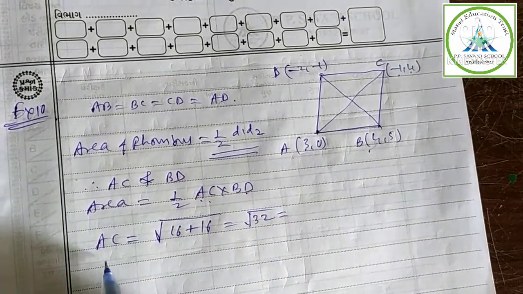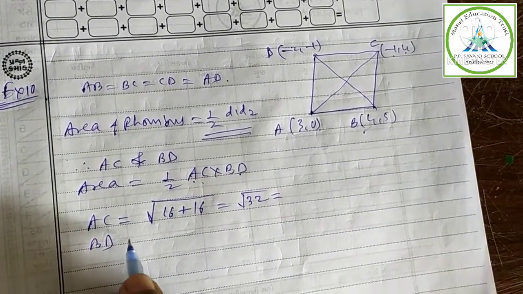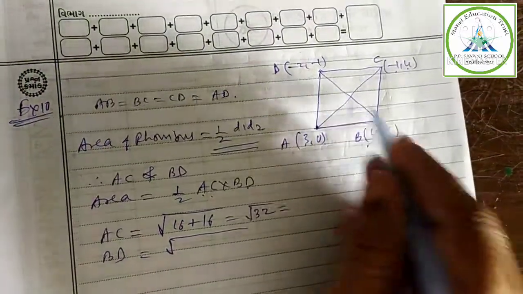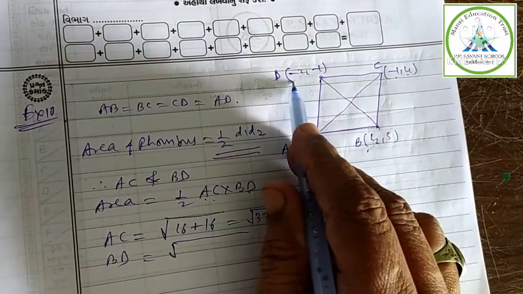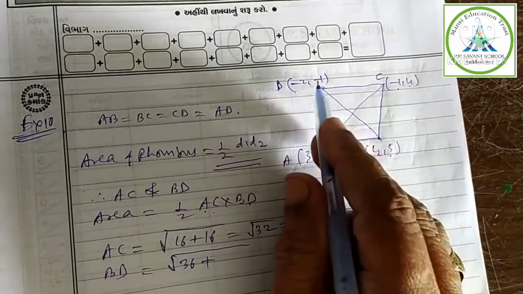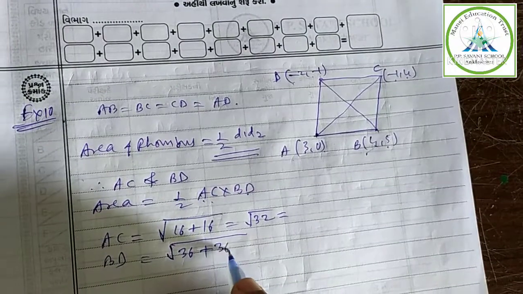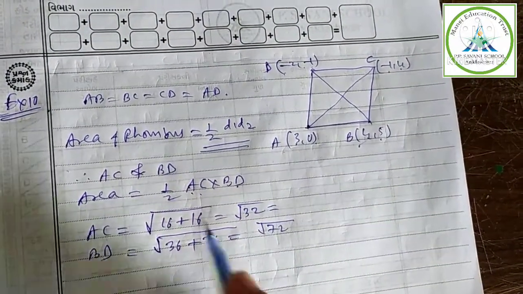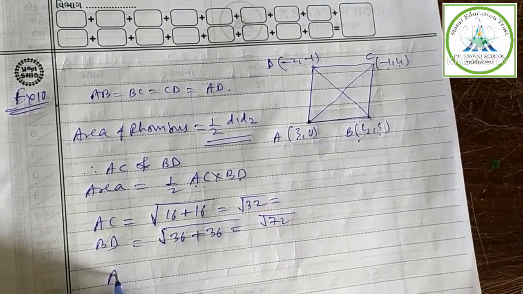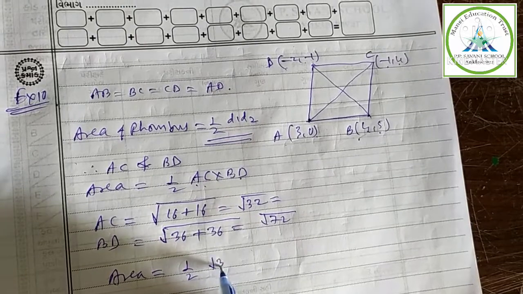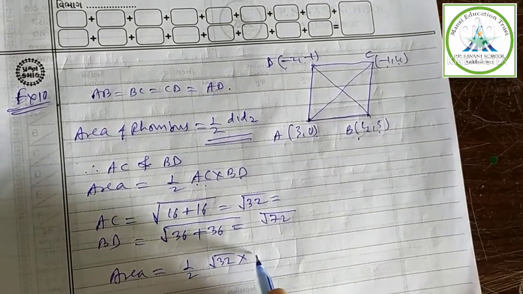Okay, and BD equal to under root, 4 plus 2, 6 square 36, plus 5 plus 1, 6 square 36, that is equal to under root 72. Okay, now put in area equal to 1 upon 2 under root 32 multiplied by under root 72.